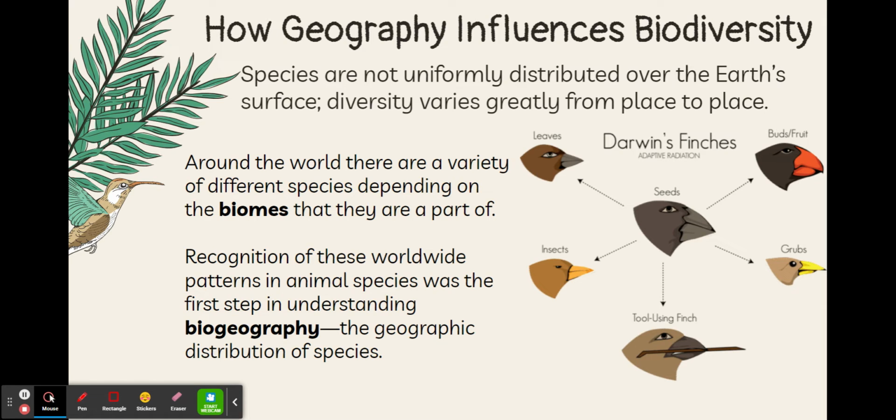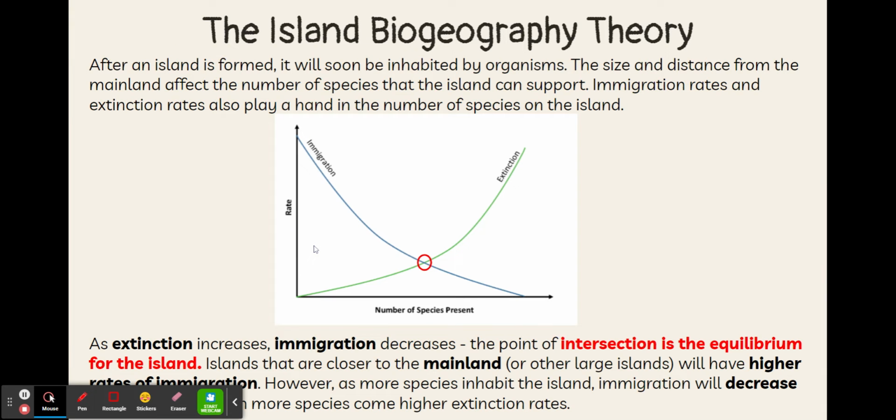Recognition of these worldwide patterns in animal species was the first step in understanding biogeography, which is the geographic distribution of species. And it leads us into the island biogeography theory. After an island is formed, it will soon be inhabited by organisms. The size and distance from the mainland affect the number of species that the island can support. Immigration rates and extinction rates also play a hand in the number of species on the island. So, as extinction increases, immigration decreases. The point of intersection is the equilibrium for the island.